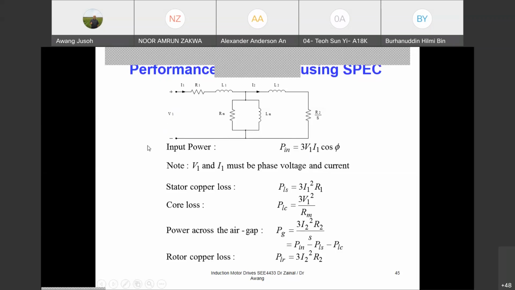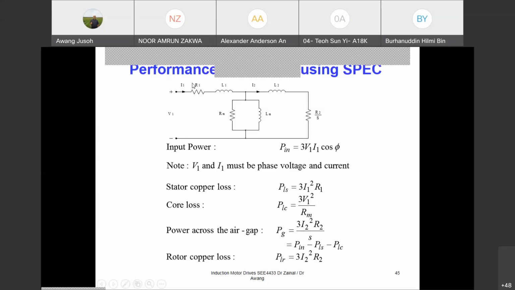Input here is the power coming from the utility. If you say V phase, that means you have to multiply by 3. If you say V line, then use square root 3 V line, I line, cos theta. So you must differentiate between these. If multiplied by 3, that means we want V phase: V phase, I phase, cosine theta, multiplied by 3. This is the input.